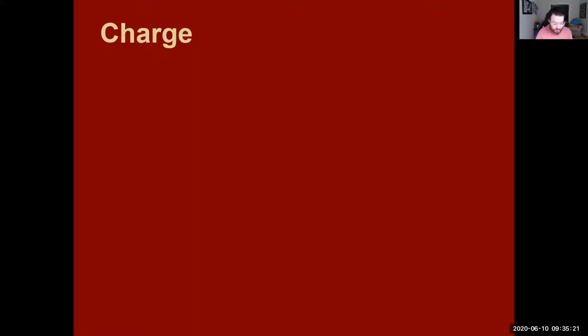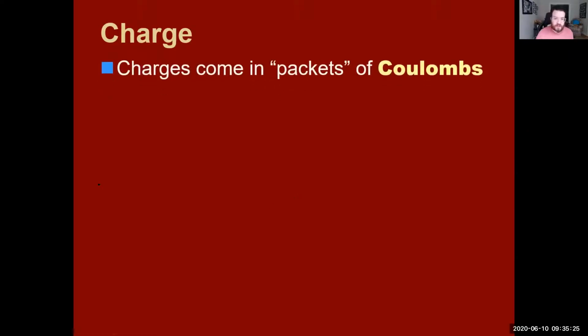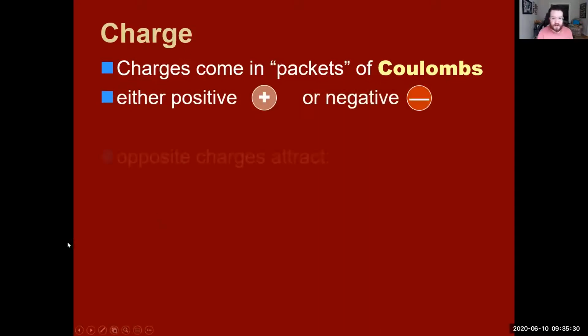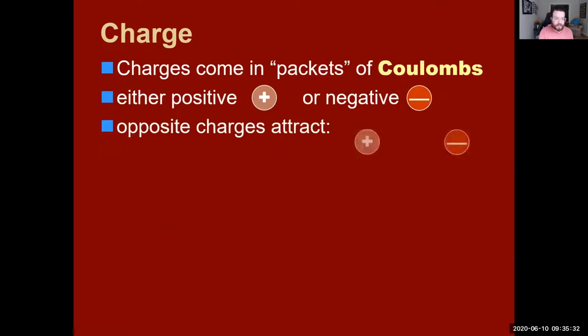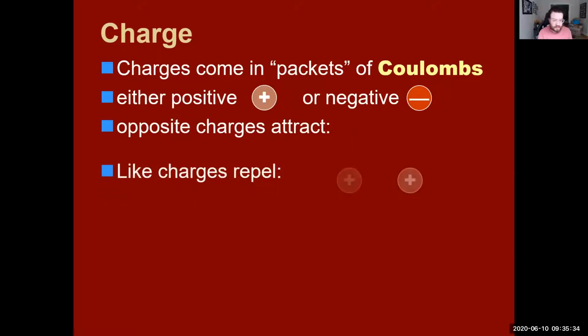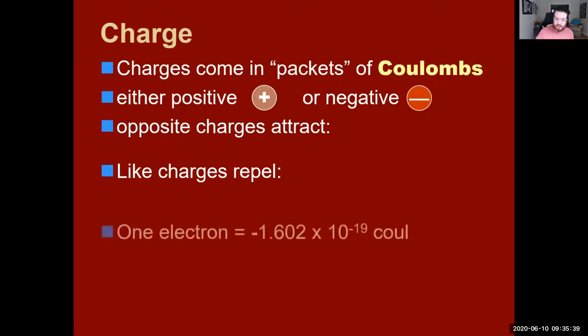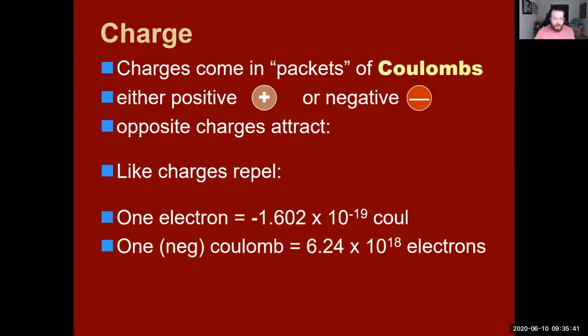So let's talk about charge real quick. Charge comes in packets of coulombs. It's either positive or negative. Opposite charges attract. Like charges will repel from each other. 1 electron is equal to negative 1.602 times 10 to the negative 19 coulombs. And 1 negative coulomb is 6.24 times 10 to the 18 electrons.